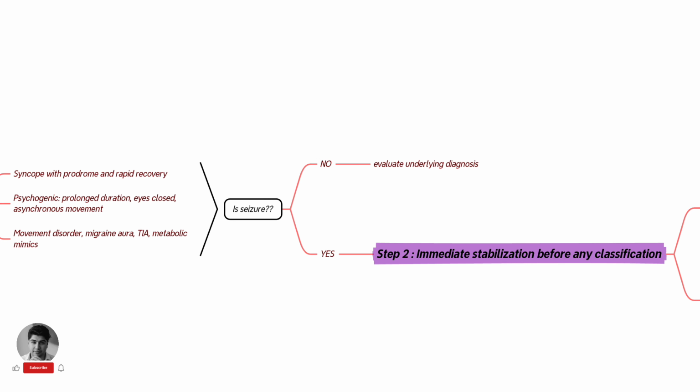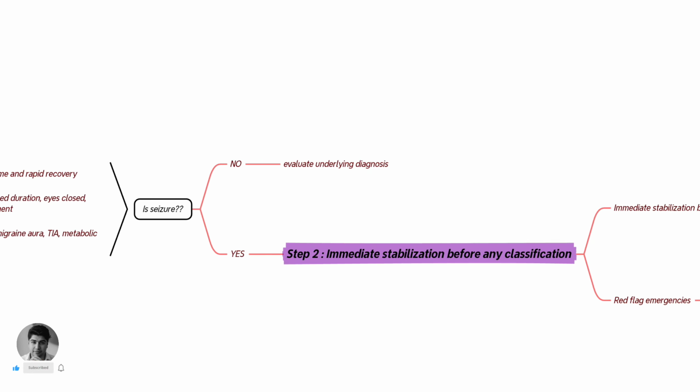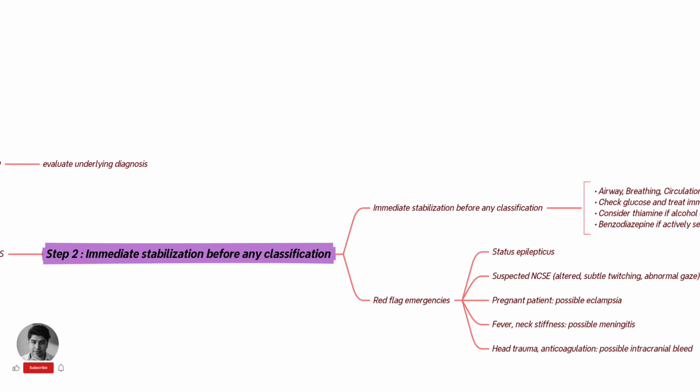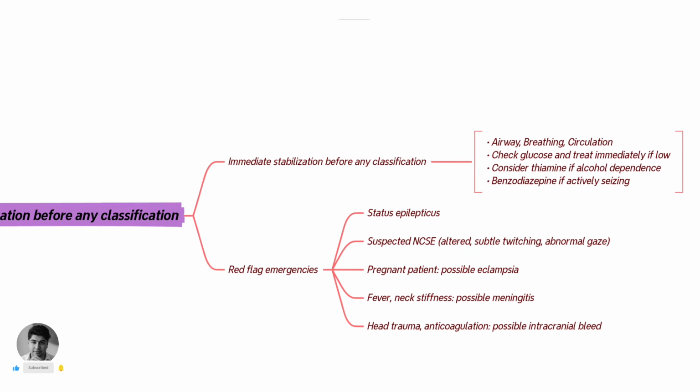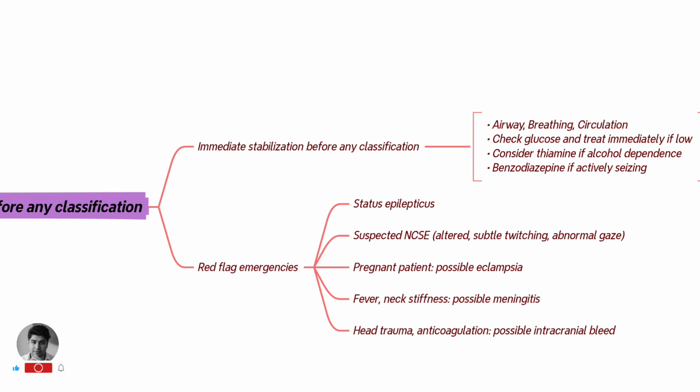Section 2 from the chart: stabilization. ABCs first. Check glucose. If the patient is still seizing, give benzodiazepine immediately. If they're staring, subtly twitching, or not waking, think non-convulsive status and get urgent AED. Pregnancy raises concern for eclampsia, trauma or anticoagulation for bleeding, fever for meningitis. Our patient is breathing, glucose normal, shaking stopped, so we proceed.